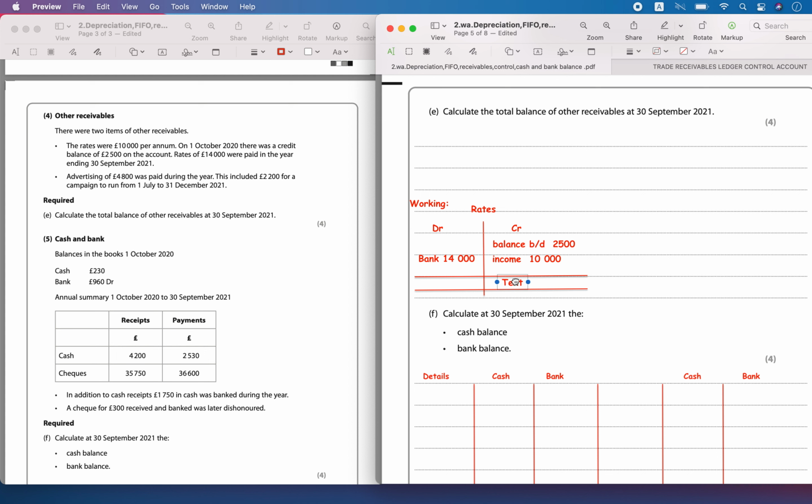So for this, the balance carried down will become equal to, here the total is greater, so on this side it is 14,000. So it is equal to 14,000 minus 10,000 minus 2,500, that is equal to 1,500. So this will be the balance brought down and it has become prepaid by this amount.